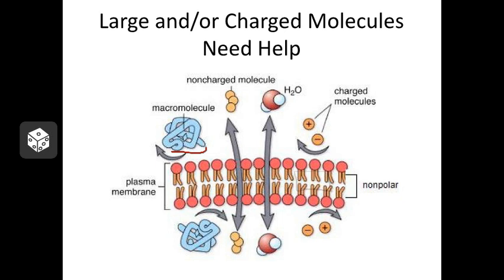Also, a molecule that is very large, like this big macromolecule over here, is going to have trouble squeezing its way between those phospholipids, so it's not going to be able to cross by itself. Incidentally, take a look at this macromolecule. The shape of it should look sort of familiar to you. That molecule is most likely a protein.